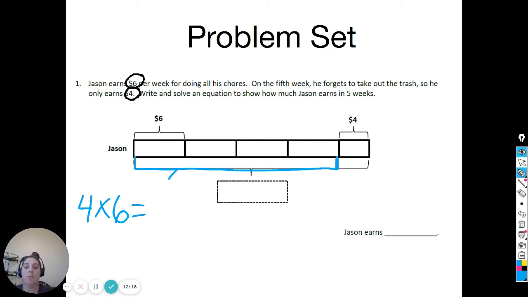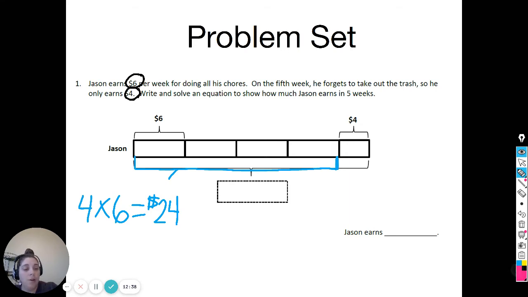Let's go ahead and count by 4s 6 times. Ready? 4, 8, 12, 16, 20, 24. So that means he earned $24 in those first 4 weeks.